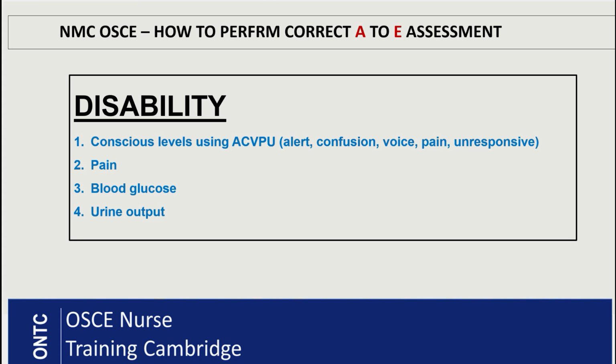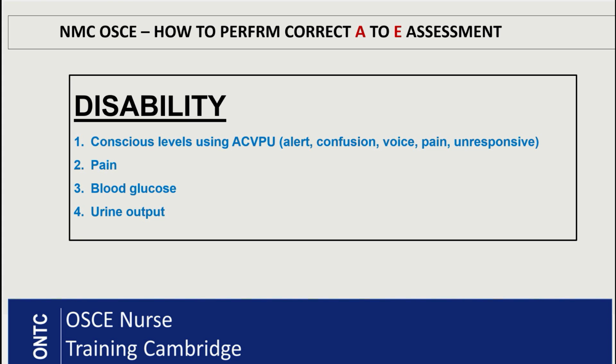Because we know if those are not within the normal parameters, either pain, blood glucose, or urine output, it can make a person confused very, very quickly. Okay, so that's why we look at the pain. So ask your patient, are they in pain? Where is the pain? What is the pain score? 0 being no pain, 10 is the worst pain. And then reassure them that you give them regular pain relief.